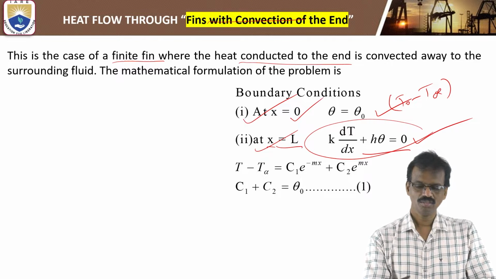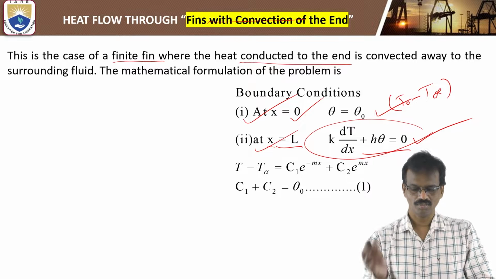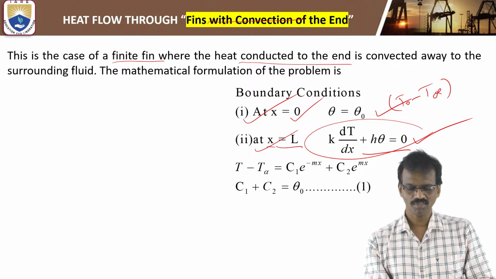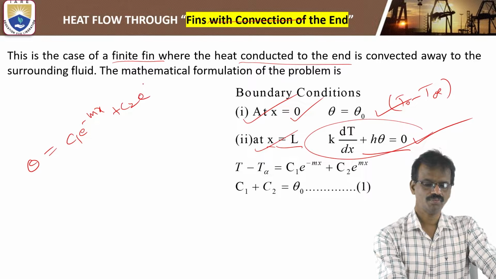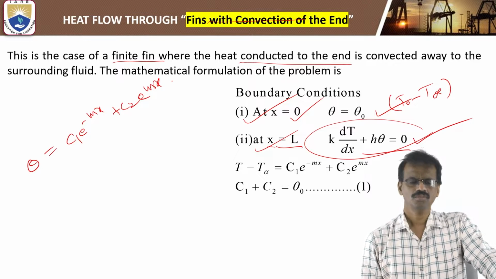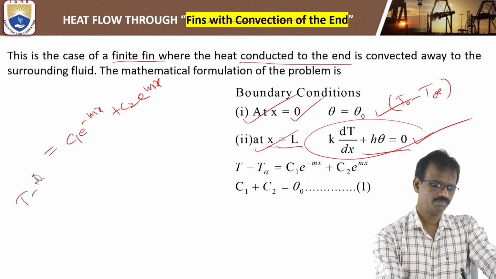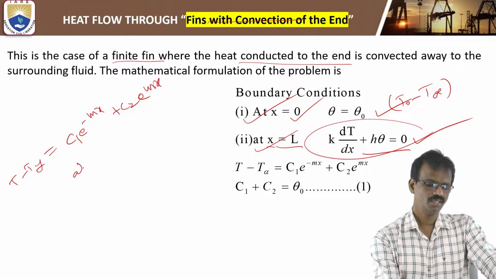You know the first boundary condition: at x is equal to 0, theta is equal to theta naught. If you apply this first boundary condition in the general equation, we know the general equation is theta is equal to C1 e to the power of minus mx plus C2 e to the power of mx. Theta is nothing but T minus T infinity. If you apply the first boundary condition, what is it? At x is equal to 0, theta is equal to theta naught.